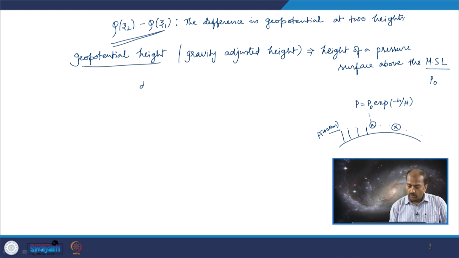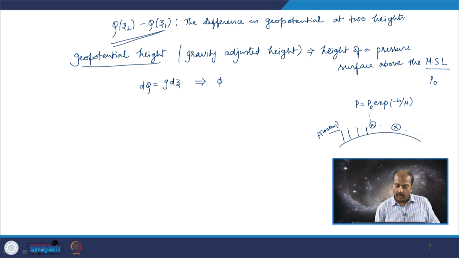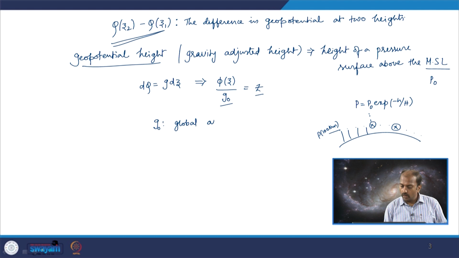Okay. So now d phi is defined as g dz. So we can integrate this and we can write phi at a height z divided by g naught is equal to z. So the height is normalized now with respect to g naught. g naught is the gravitational pull at the surface, or we can say that g naught is the global average at the mean sea level.